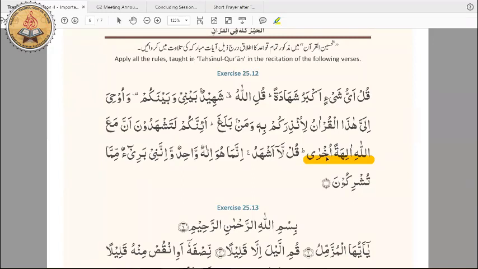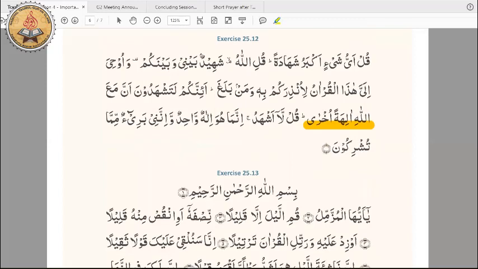Alihatan ukhra. Can you read this? Alihatan ukhra. Okay, good. Jazakumullah. So just keep practicing everything you have learned, and inshallah I will get better that way, okay?